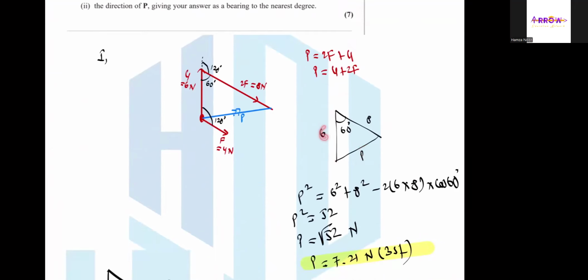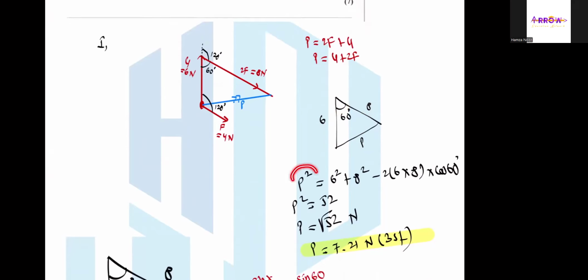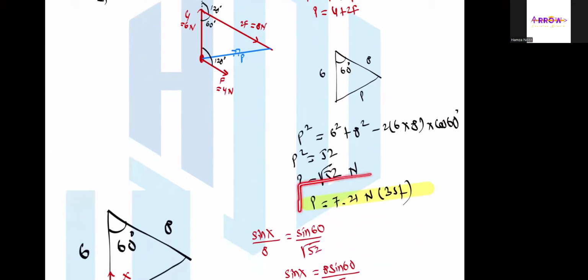This length is 6, this is 8, and the included angle between 6 and 8 is 60 degrees. So we can perfectly use the cosine rule. So P square is equal to 6 square plus 8 square minus 2 times 6 times 8 multiplied by cos 60. So P square is equal to 52 Newton, meaning P is equal to the square root of 52, which is 7.21 Newton, correct to three significant figures.